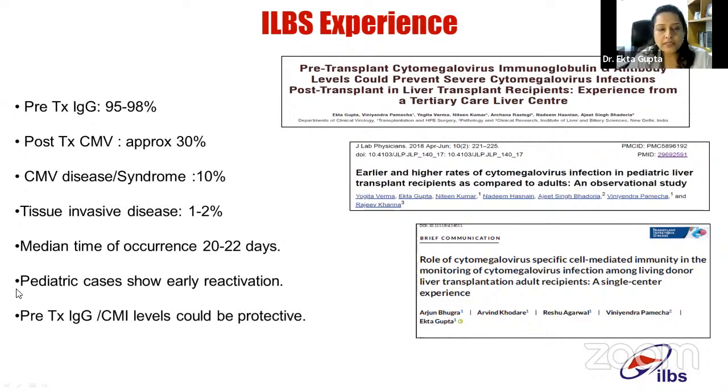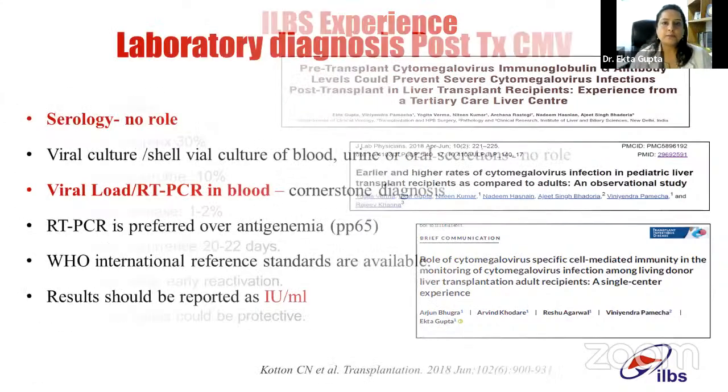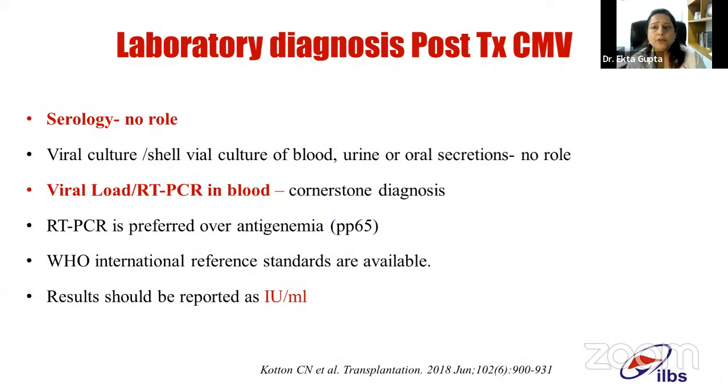Pediatric cases show much early reactivation. We have also done a couple of studies on pre-transplant IgG levels and cell-mediated immune responses. Yes, they have shown good potential, but they are still not in the guidelines. So how do we do diagnosis?